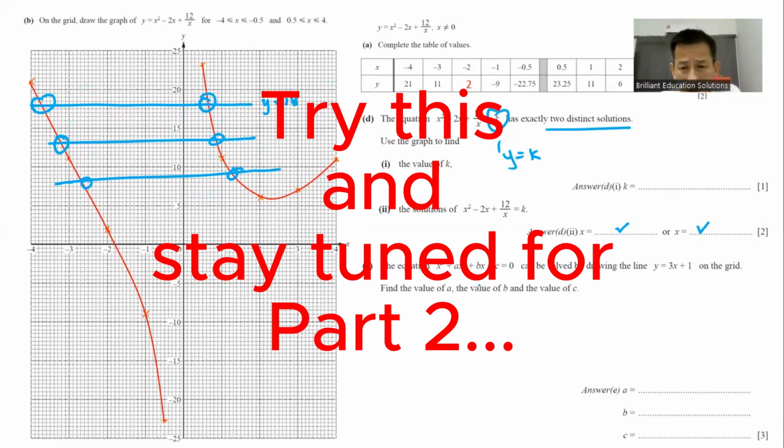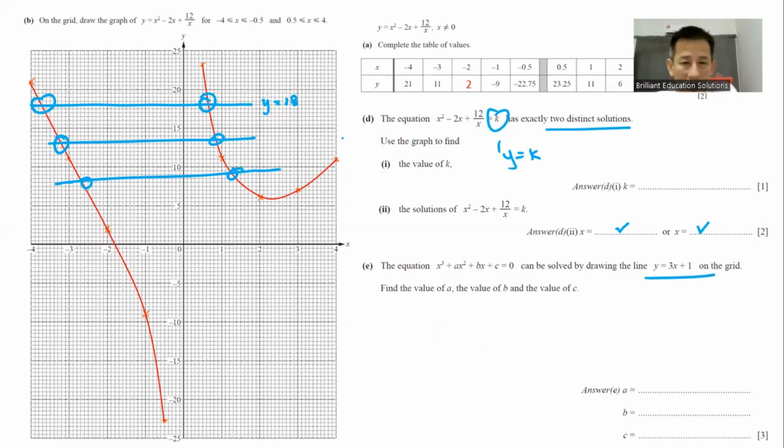And for E, we have another type of question. The equation of x cubed plus ax squared plus bx plus c equal to 0 can be solved by drawing the line. So do you need to draw the line? Okay, I'll answer these two questions in my next video. This is part 1, so I'll do it in part 2.